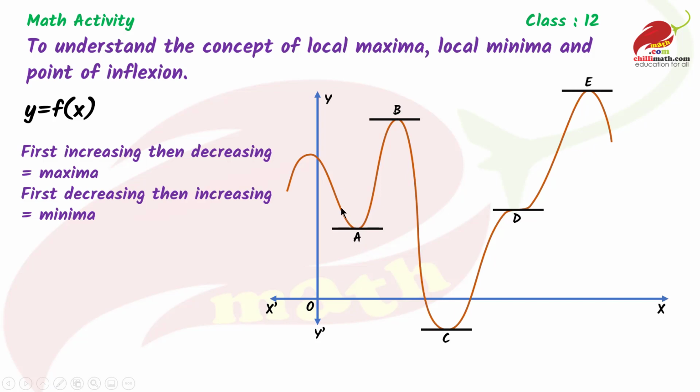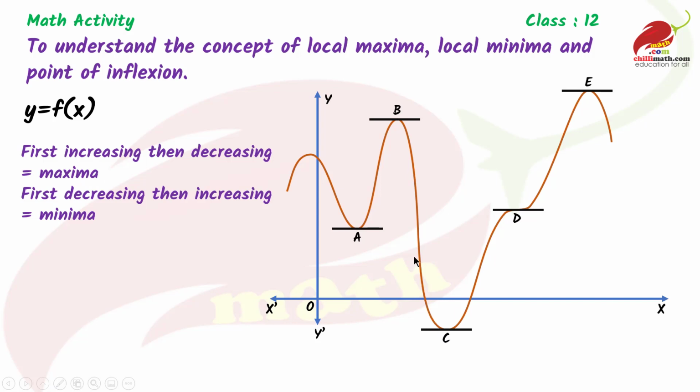Just see at A, before this point A, this function is decreasing, and after this it is increasing. First decreasing and then increasing. Then there is minima. So at A there is minima. You can see A is the minimum point among these points. So this is called local minima. At B, before B this function is increasing, after B this is decreasing. So first increasing then decreasing, we call this a local maxima.